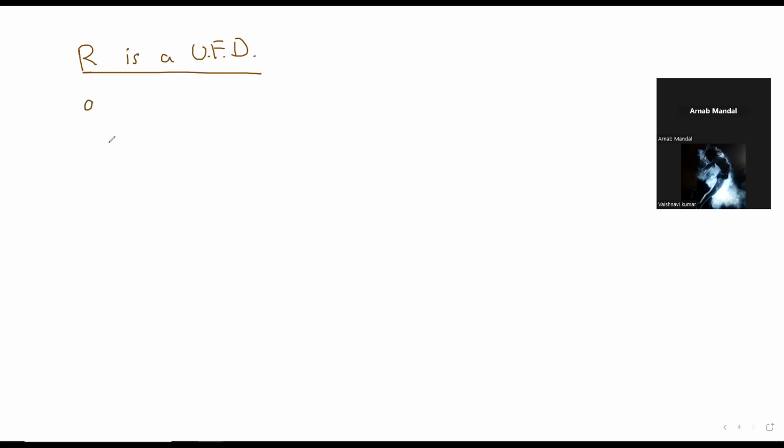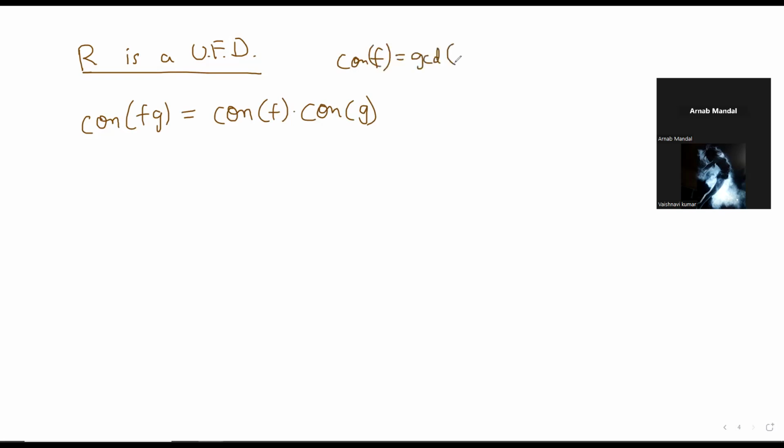Then you define something called the content of a polynomial. And this is equal to the content of F times the content of G. And what is the content? Any guesses? Vaishnavi, if you don't know, can you predict based on what is going on? It's a GCD of the coefficients. Okay, and what if some coefficient is 0? Do you take that or not?